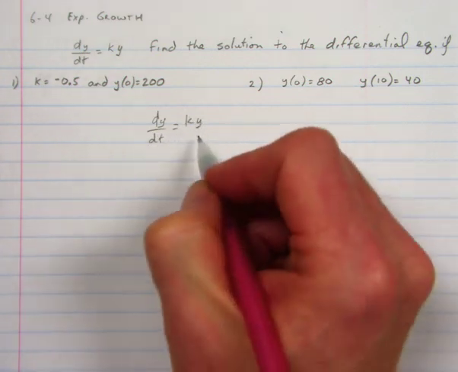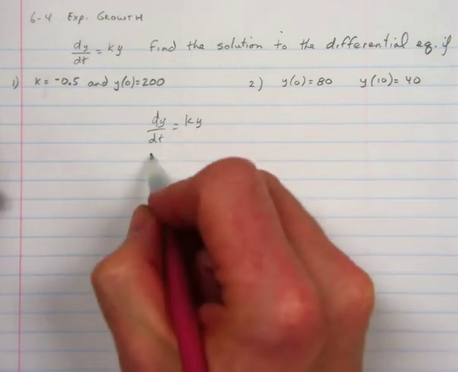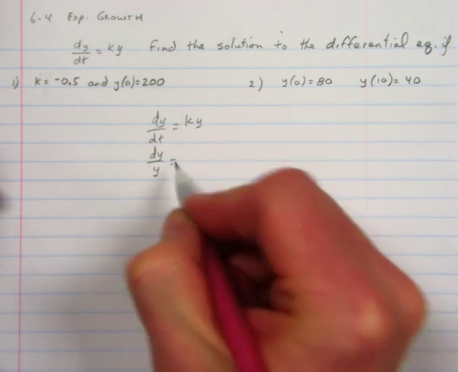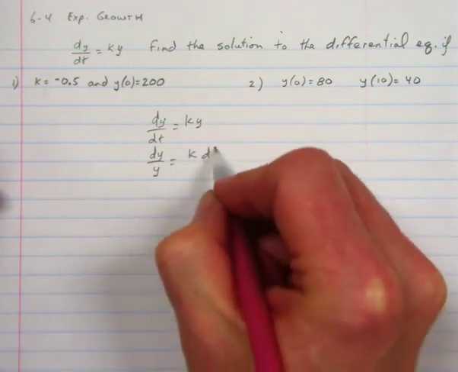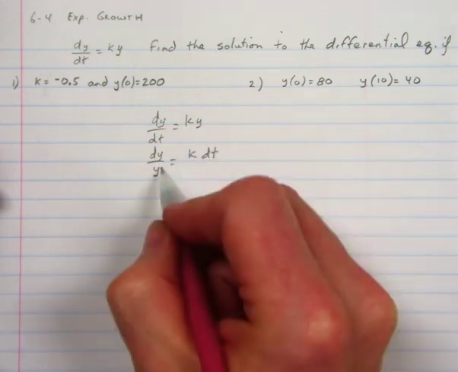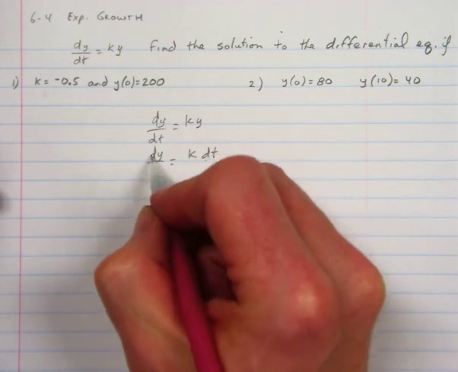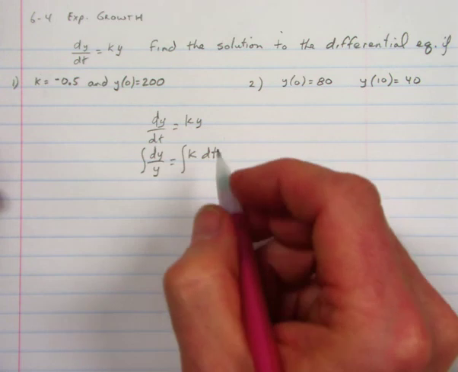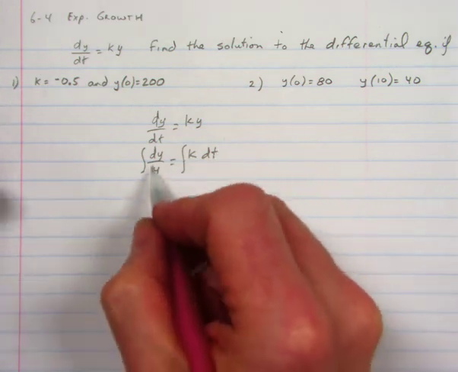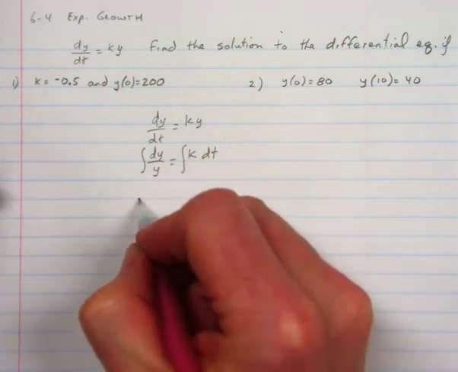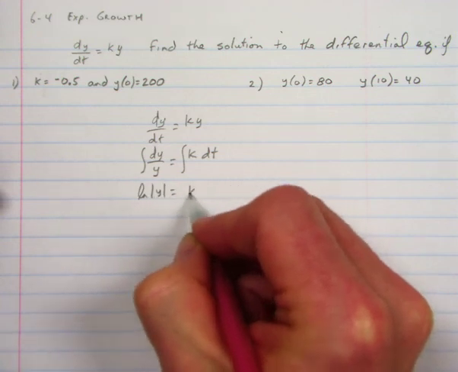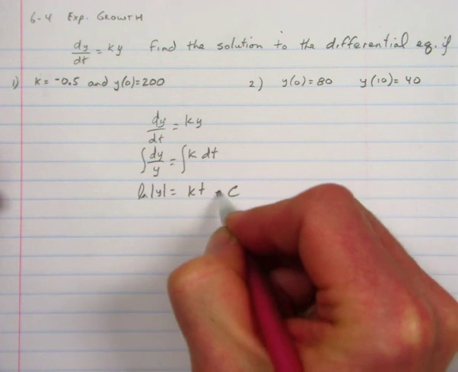We need to know this, and we need to understand how to derive what y equals. So we're going to separate the variables, get all the y's on the left here, and then all the constants and the dt on the right side. The antiderivative of dy over y is ln of the absolute value of y equals kt plus some constant c.